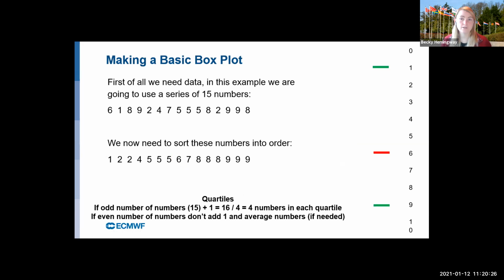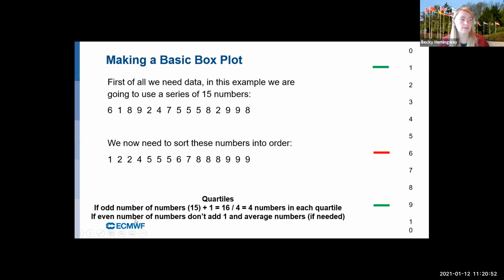So the next thing we need are quartiles. A quartile is 25%, so a quarter is what we're looking at here. Again, if you've got an odd number of numbers, in this case we have 15, you add 1, and this time you divide by 4, and that says how many numbers are in each quartile. So in this case we have 4 numbers in our quartile.